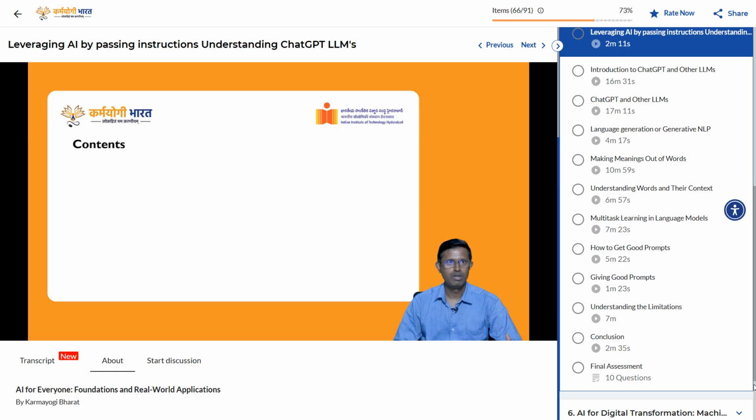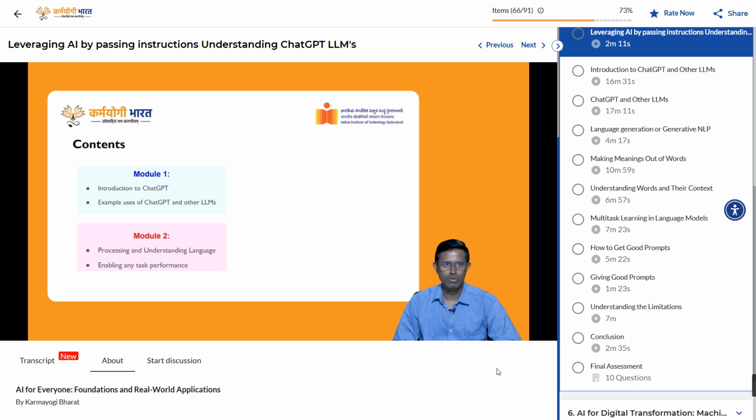So in terms of the contents, we have split it into 4 different modules. The first one will give you an introduction to ChatGPT and several other large language models, and here we will also look at some examples which showcase some use cases where these kind of systems can be used. Then we move on to module 2, where we will see how to process and how to understand natural language content and how that can be leveraged to enable any task performance by the different AI models.